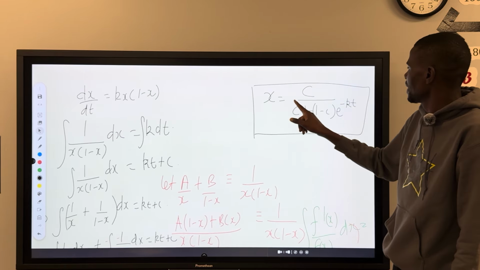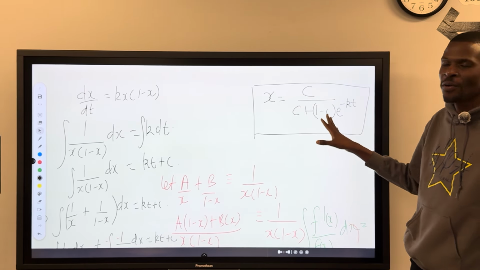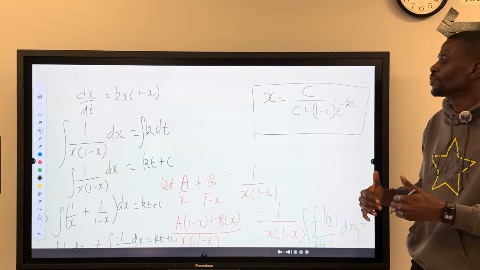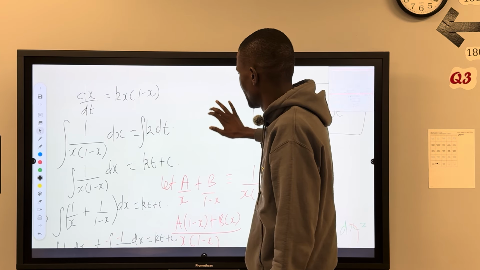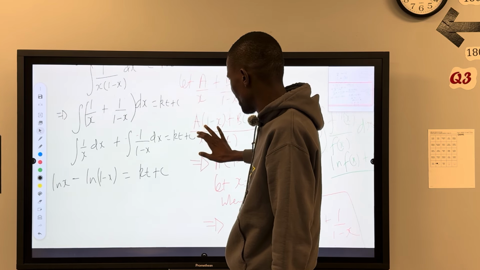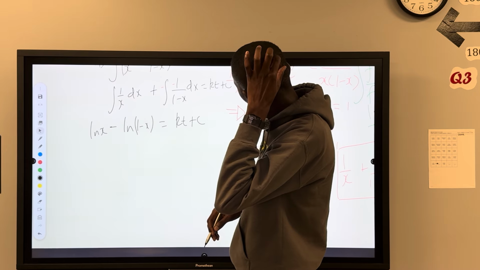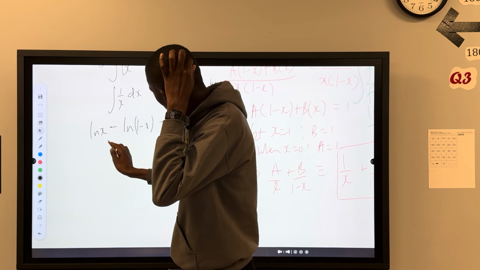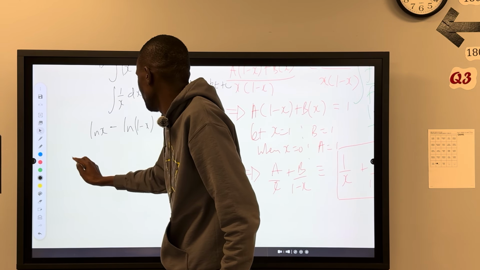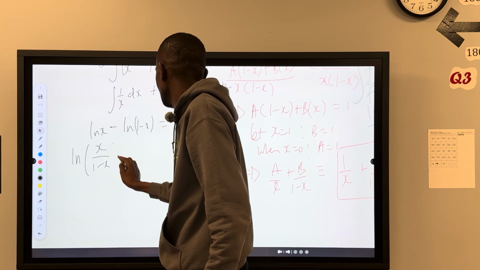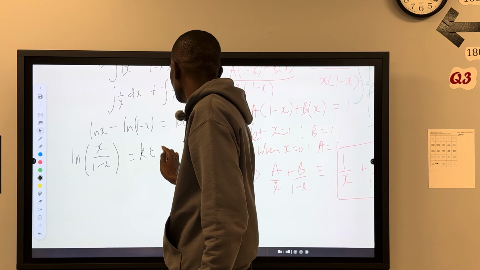We need to get x equal to c over 1 minus c e to the negative kt. Okay, so now let's go back to our question. So coming back to our question here, we have this part. So what we are going to do is to combine this such that we have natural log of x over 1 minus x equal to kt plus c.